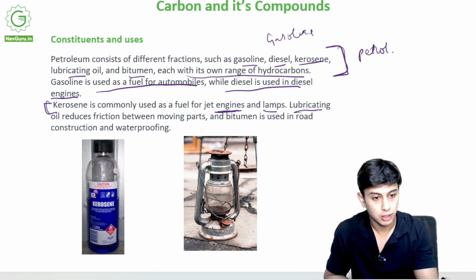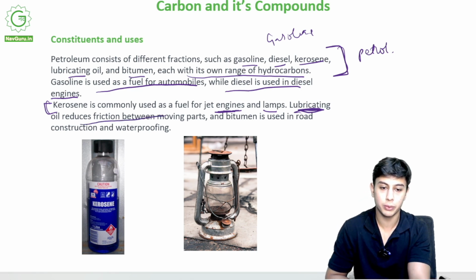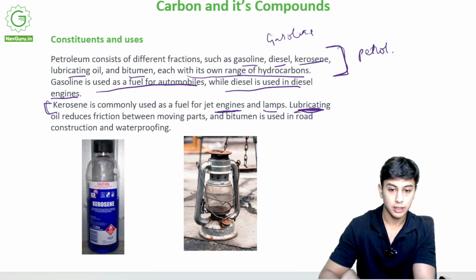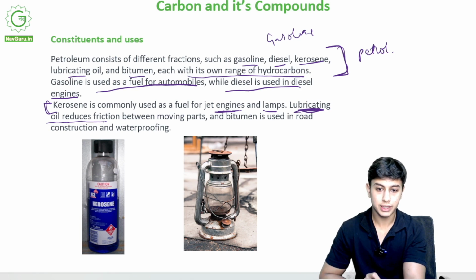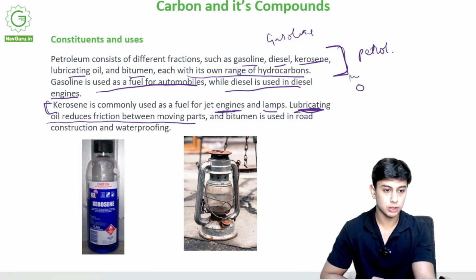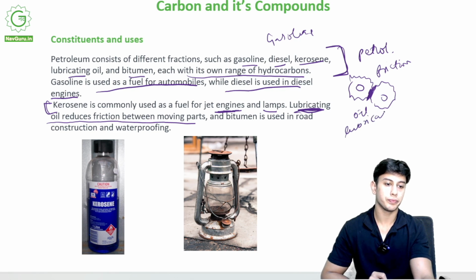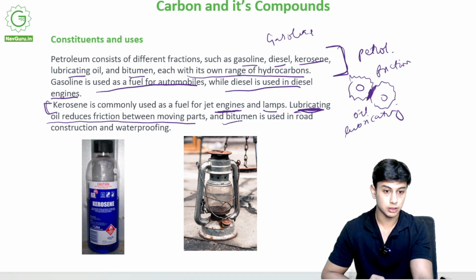Lubricating oil. We get lubricating oil from petroleum. It reduces the friction between moving parts. Supposedly this was some machine part and this was some machine part, and they had some contact. To reduce friction, I will pour lubricating oil, so that it does not undergo any more friction.